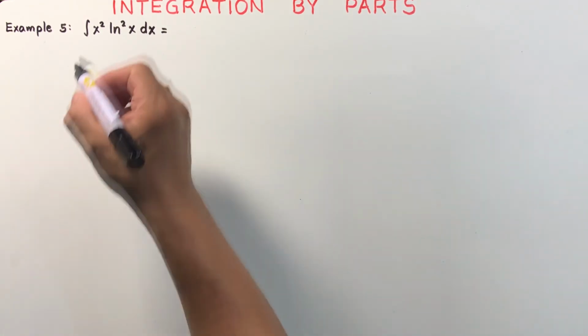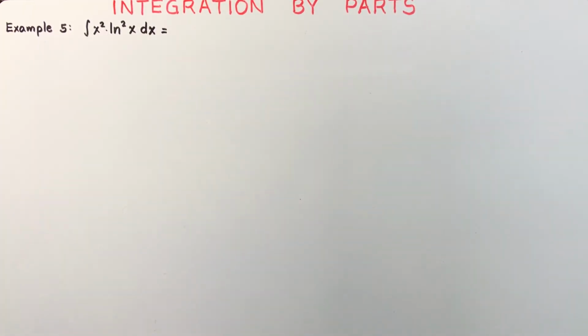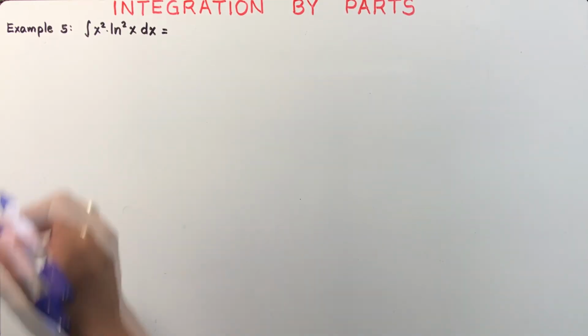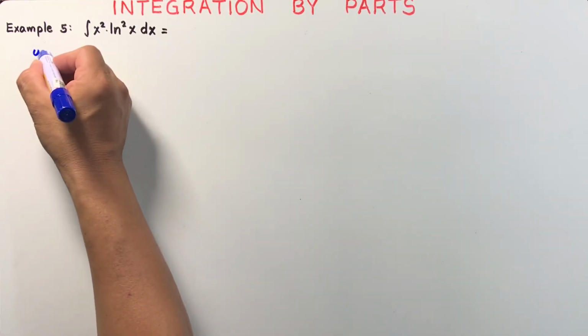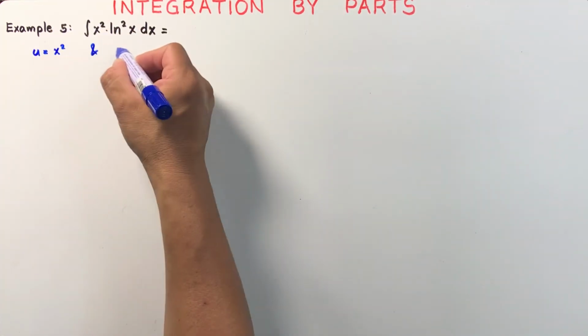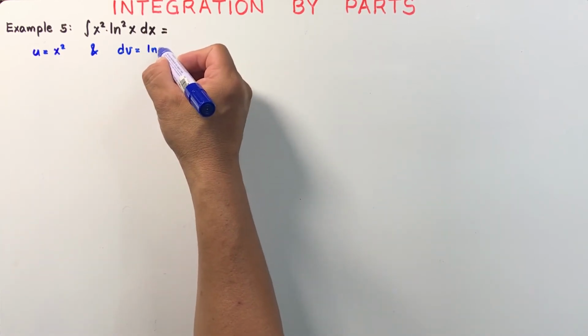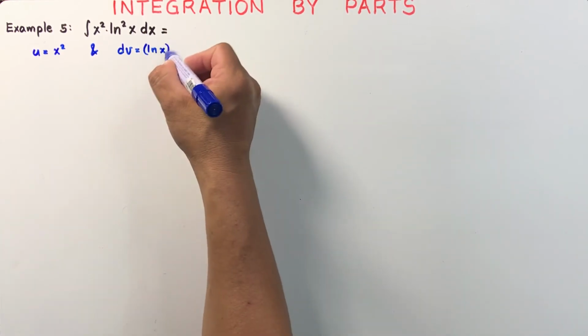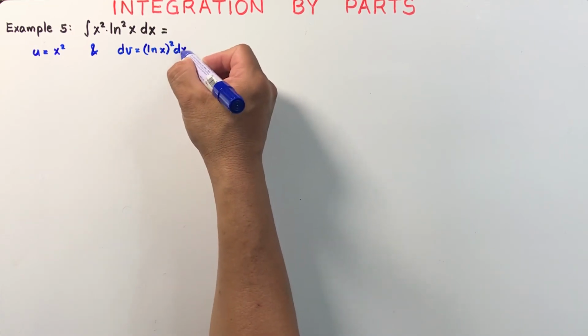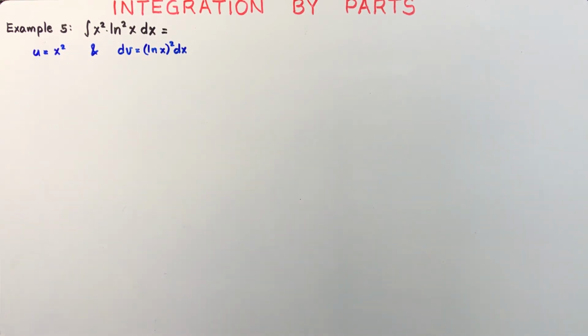wherein our integrand is a product of an algebraic and a logarithmic function. So what is the integral of x squared times the square of ln x dx? Now here, we might guess that our u is x squared and our dv here is our ln x quantity squared dx. And you can see that we can easily differentiate x squared.